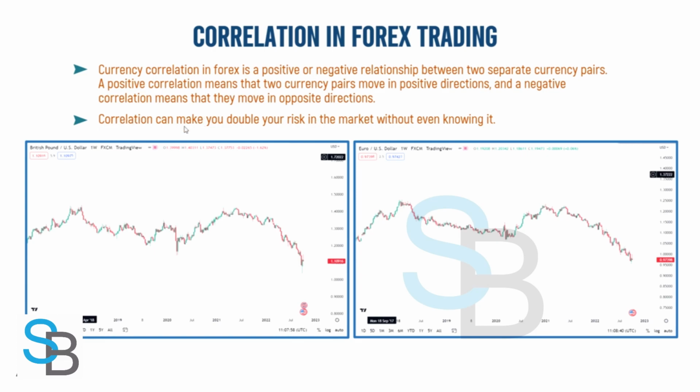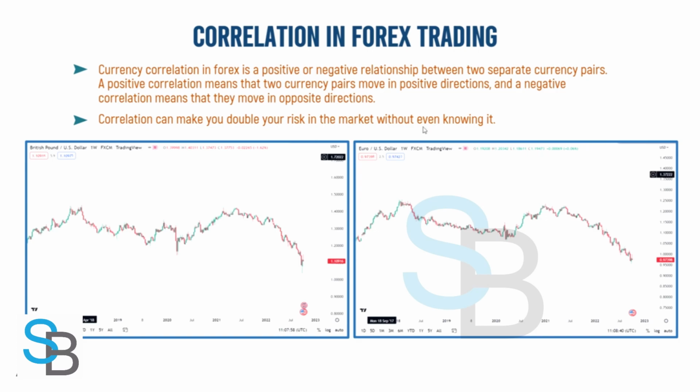Correlation can make you double your risk in the market without even knowing it. That's the unfortunate thing about it. So let's say you risk 3% on each trade, and you took positions in two trades that are positively correlated. Let's say you buy both currencies, and you risk 3% on each one. Without knowing it, you are basically risking 6%, because if one trade hits your stop loss, the other one will automatically hit its stop loss because it is positively correlated to the other one.